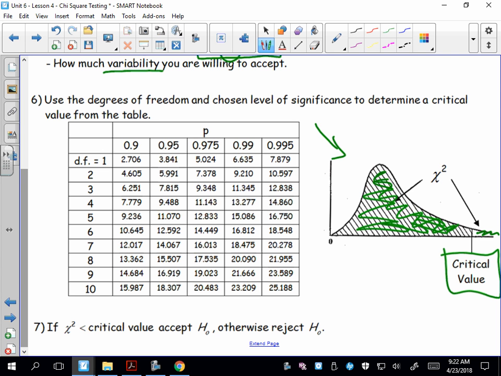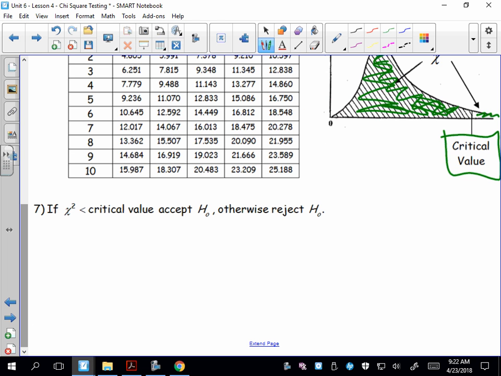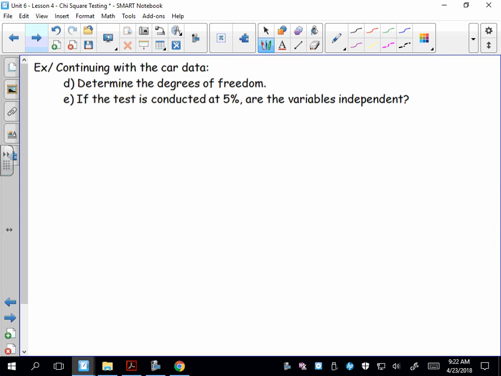Okay, so the last part here, if our chi-squared value is less than the critical value, we're just saying, okay, they're independent. There's nothing going on. But if we manage to get past that critical number, past that, oh, there's something going on here, then we should reject H0 and say there's something going on. So we're going to try finishing off this test, okay?